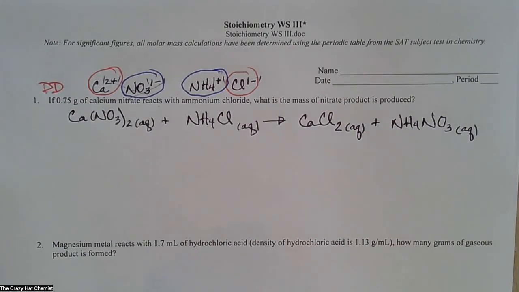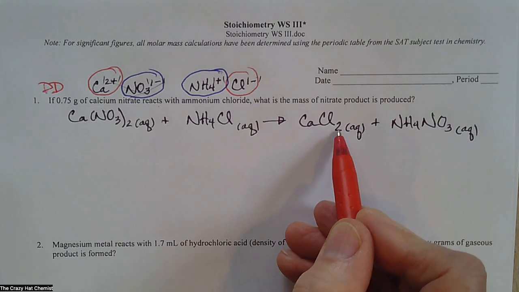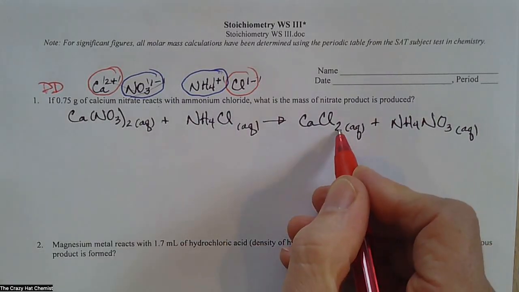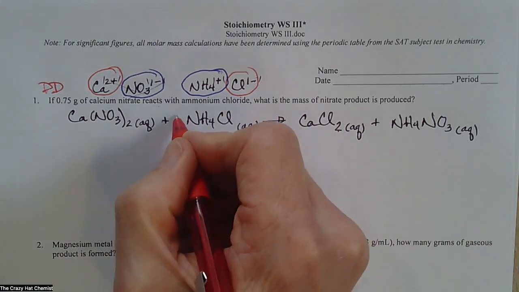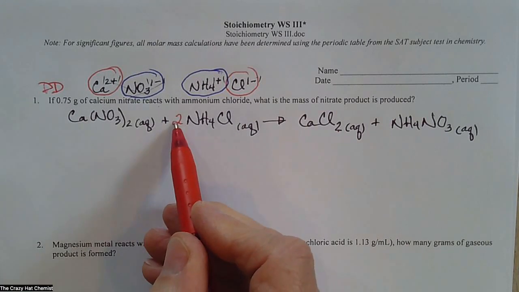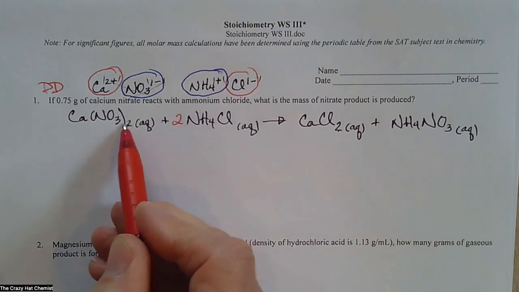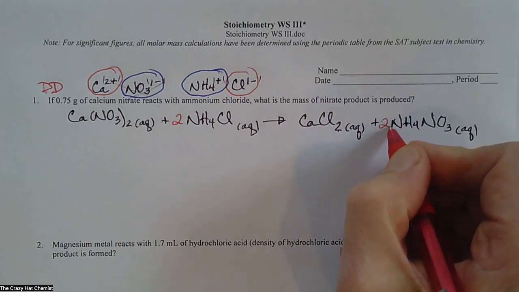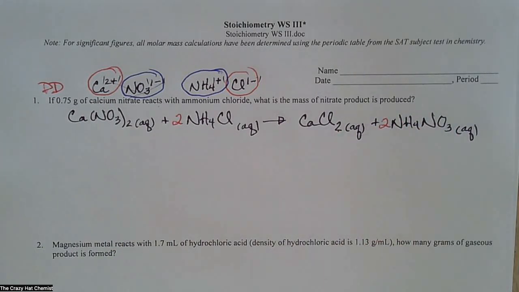Now what we need to do is balance this for charge and mass. And for mass, we got 2 chlorides here and 1 here. So 2 chlorides on the product side, 1 on the reactant side. I'm going to place a 2 in front of the ammonium chloride. Now I have 2 ammonium ions and 2 nitrate ions, and that would cover it with having a 2 in front of the ammonium nitrate.